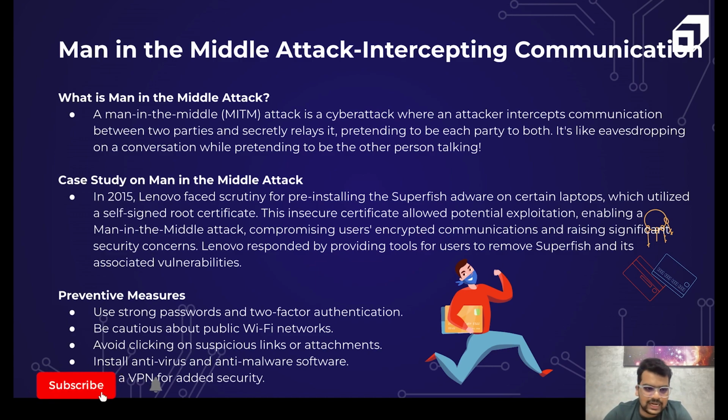And with that information, they can use it against either party because they know the information between both of them, right? One case study on man in the middle attack: in 2015, Lenovo faced scrutiny for pre-installing the Superfish adware on certain laptops, which utilized a self-signed root certificate. This insecure certificate allowed potential exploitation, enabling a man in the middle attack, compromising users' encrypted communications and raising significant security concerns. Lenovo responded by providing tools for users to remove Superfish and its associated vulnerabilities.